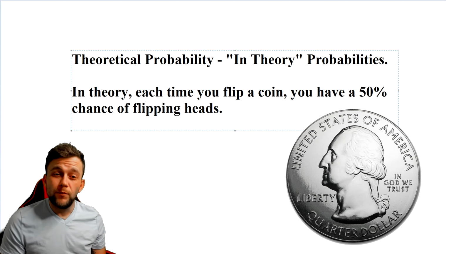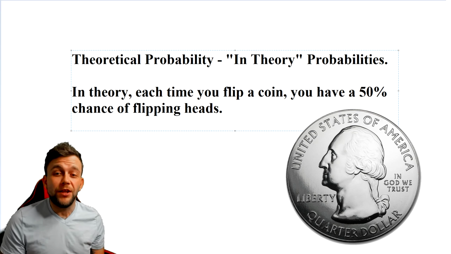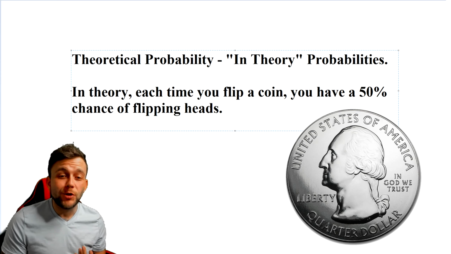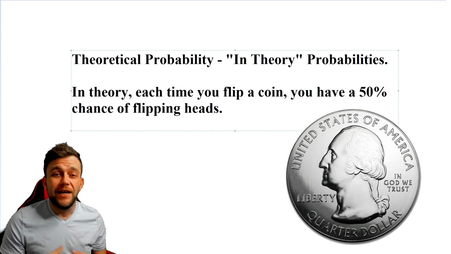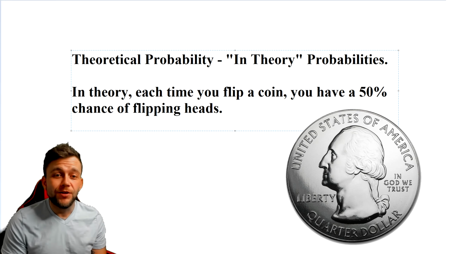There are 2 types of probabilities. There is theoretical probability, and that's your in theory. So in theory, each time you flip a coin, you have about a 50% chance of flipping heads. However, that's not the actual thing that's going to occur. So let's go to the next probability.